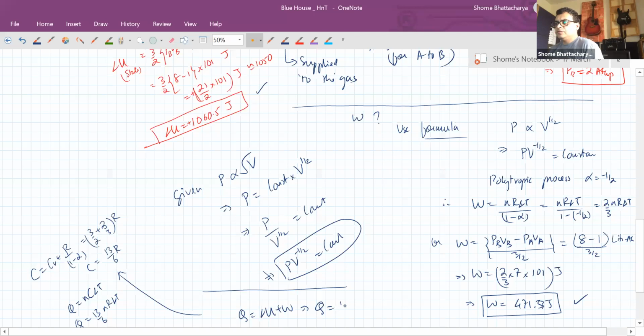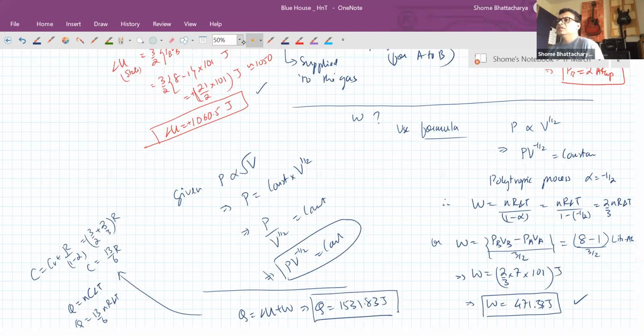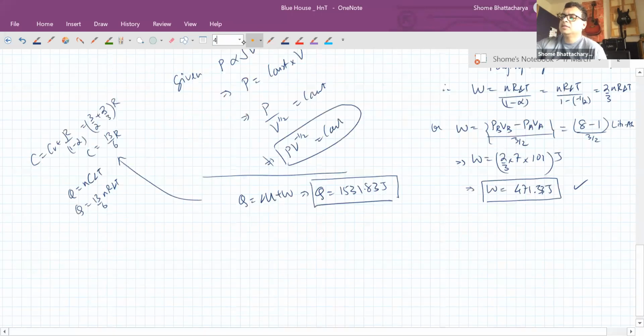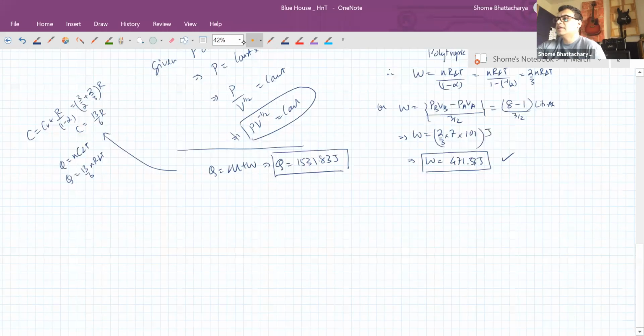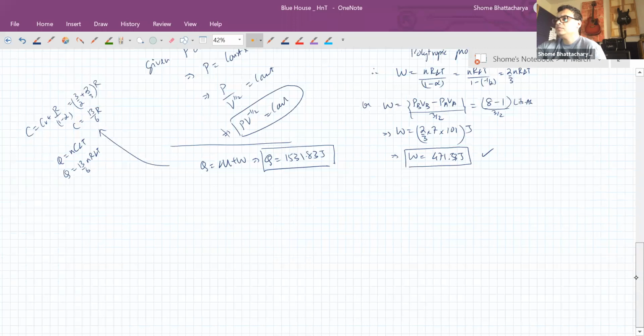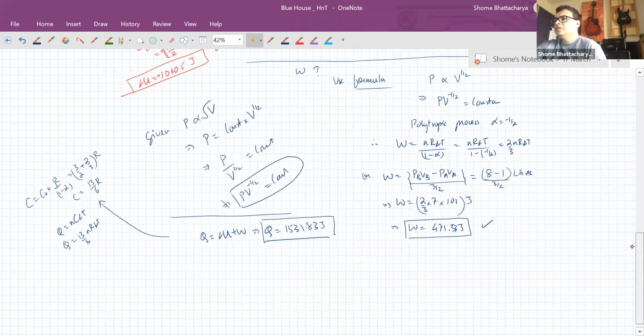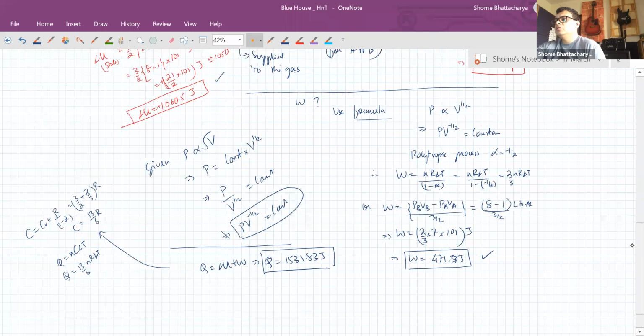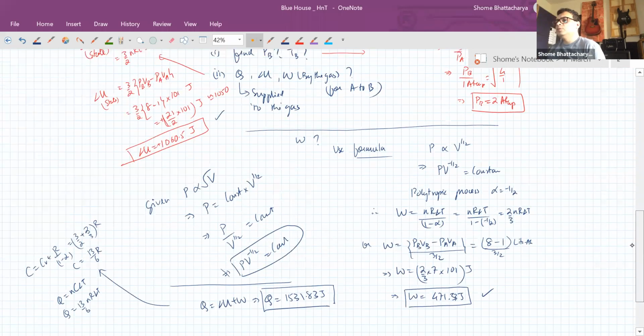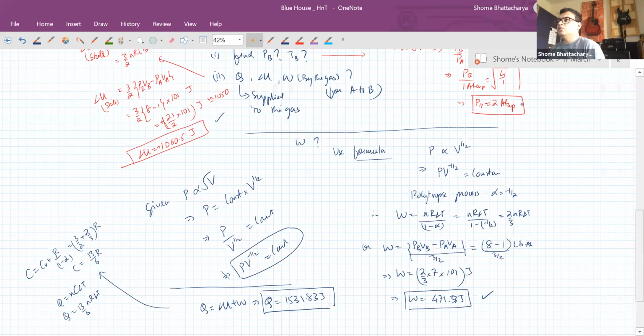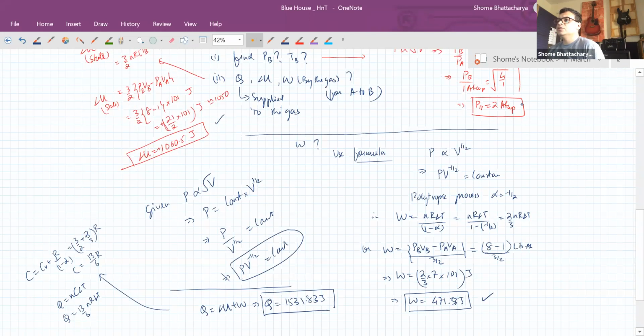This Q will come out to be 1531.83 joules. Okay, so this is the easiest way of handling this question, if you just apply the concept of polytropic process and use the direct formula of polytropic process. I'll also show you the fundamental method in just a moment, but you can note this down. So out of W and Q, you don't need to apply the formula for both. You can calculate just one of the two and then use the ideal gas equation also. Yeah, I'll explain that method also.